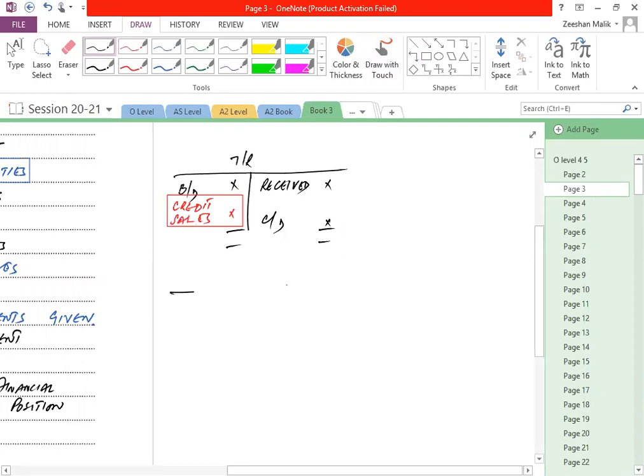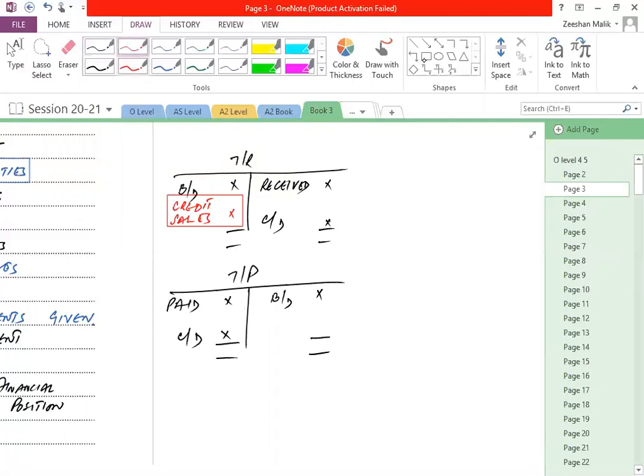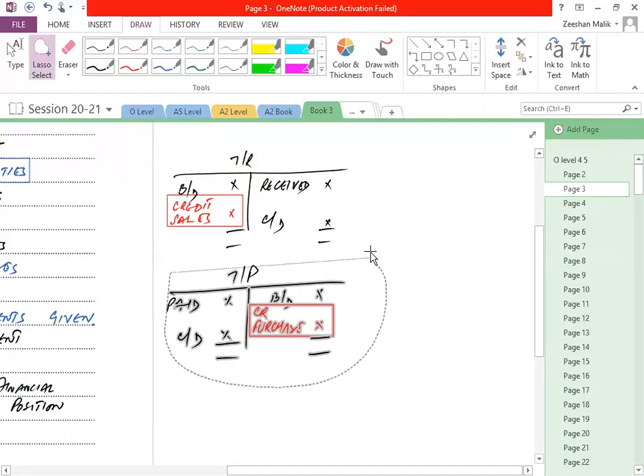Similarly, trade payable is opened. It's a liability: balance brought down on the credit side, balance carried down on the opposite side, and amount paid. Generally, we pay the amount for purchases, right? So here we calculated credit purchases. Right, class?